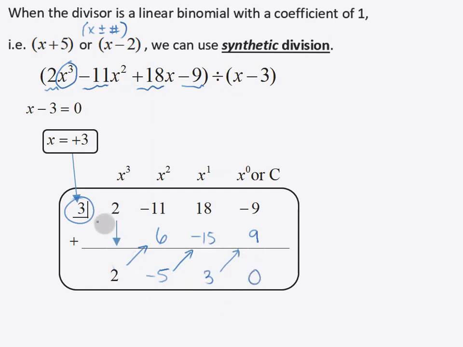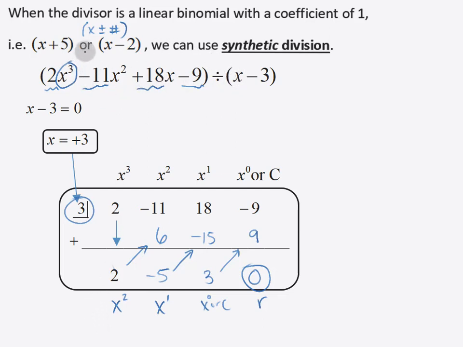Okay, so we actually just did our division. We just need to decode our answer. And so this is basically what we just got. This last calculation is always the remainder. The one next to it is our constant. So you could say x to the 0 or the constant. This is x to the first, and this would be the coefficient of x squared. And hopefully this makes sense.